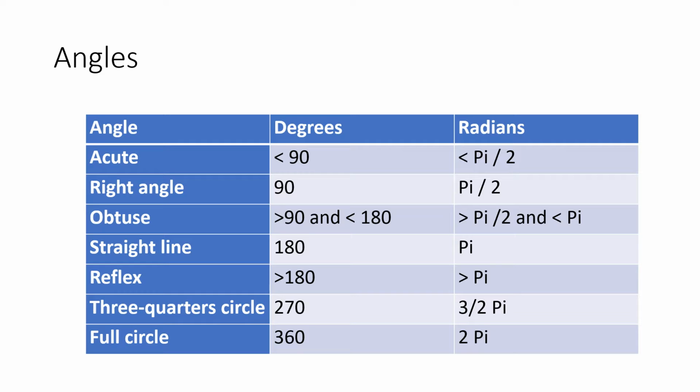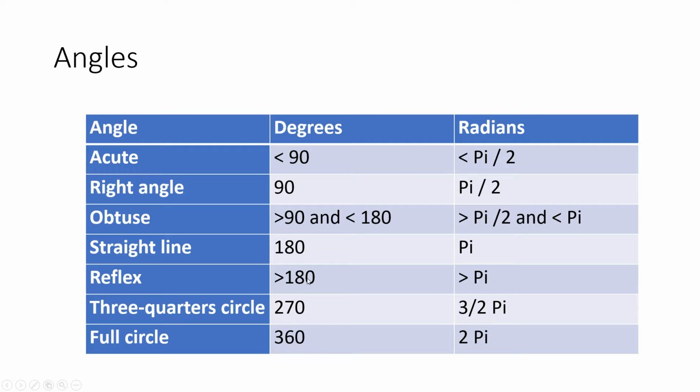Here's some terms for angles. If it's less than 90 degrees, we call it an acute angle. Oh, that's radians as well. Radians are calculated based on pi. We'll see that in detail later on, but 90 degrees is equivalent to pi over 2. So if it's less than pi over 2 radians, it's acute. 90 degrees is called a right angle. If it's between 90 and 180 degrees, it's called an obtuse angle. Exactly 180 is a straight line.